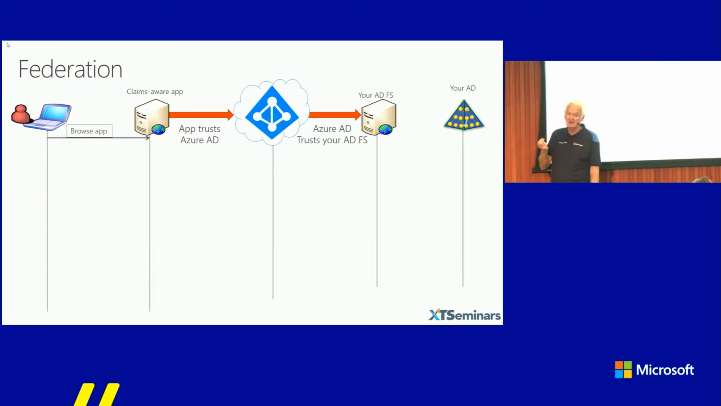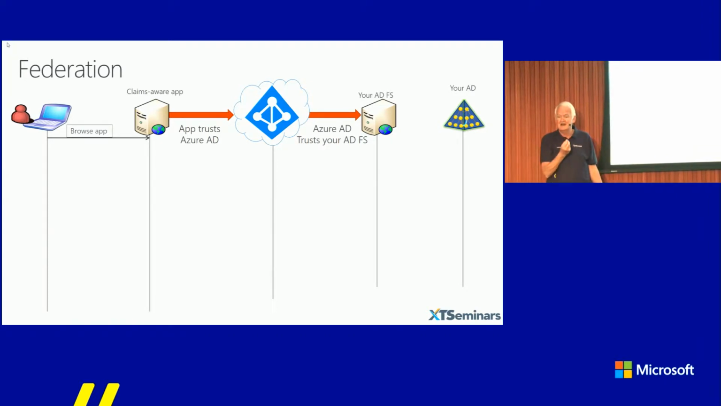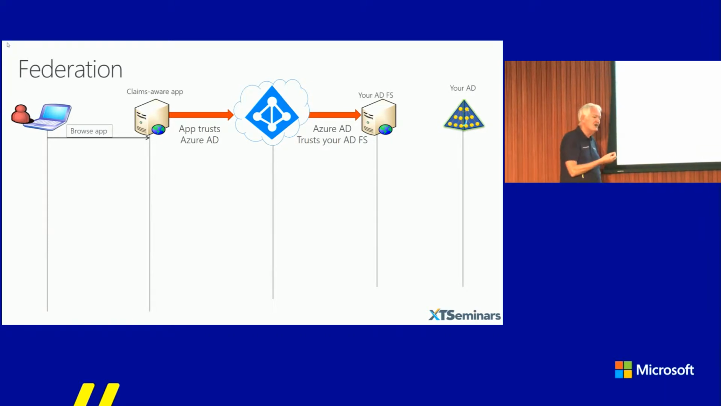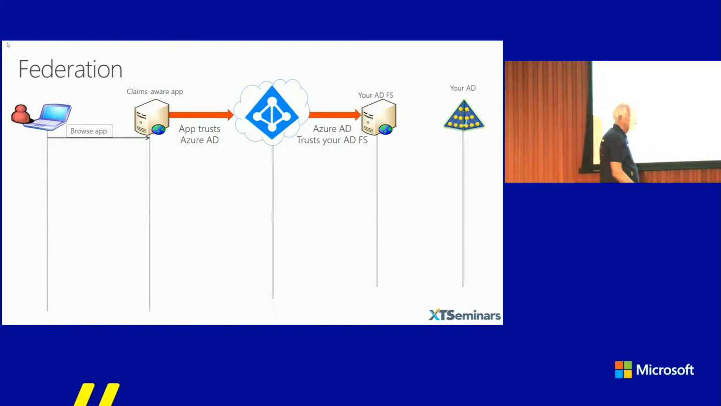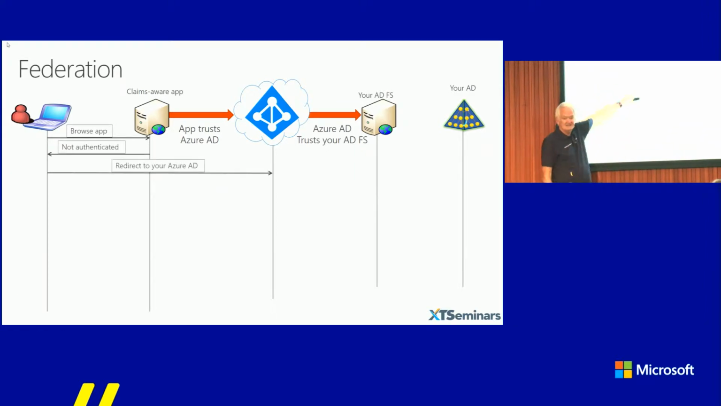And this app says, you're not authenticated. And what it will be looking for to check if you're authenticated is probably a cookie. And if you've got no cookie, it's going to say, you're not authenticated, go to the security token service I trust, which in this particular example is Azure AD. We end up at the security token service.